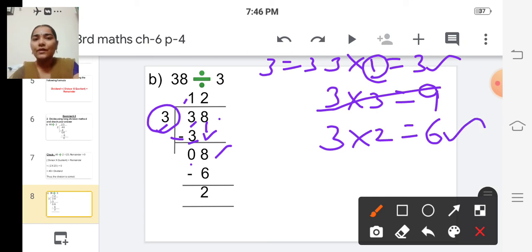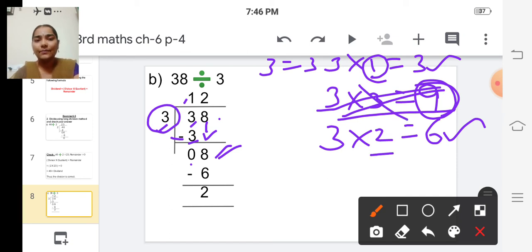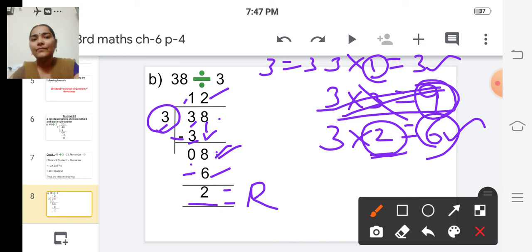If we take 3 3s are 9, this 9 goes beyond 8, isn't it? So we cannot take this. So we can take 3 2s are 6. So 6 is less than 8, isn't it? So write this 2 in the quotient and write this 6 here and subtract. 8 minus 6 is 2. So 2 is the remainder and 12 is the quotient.